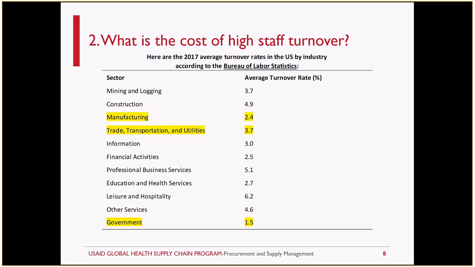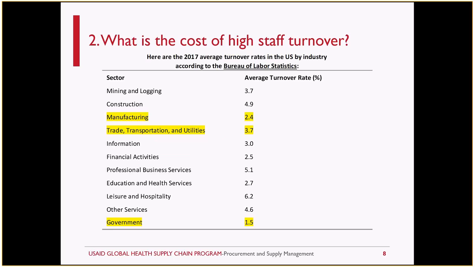What's interesting is the US have quite different numbers. The staff turnover rate here from the Bureau of Labour Statistics, manufacturing only 2.4%, trade, transportation and utilities, supply chains in here, 3.7%, and a notice that in the government environment there is a staff turnover rate of about 1.5%. Again, people enjoying the security of government positions.